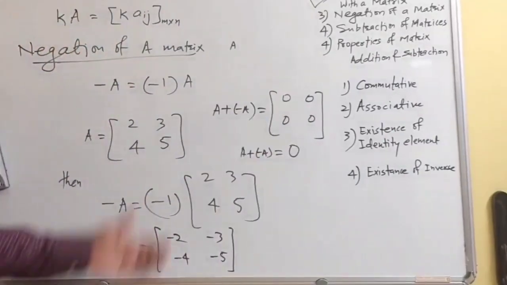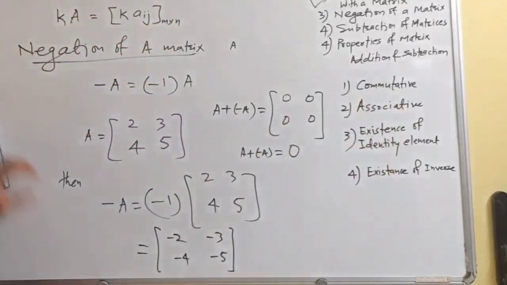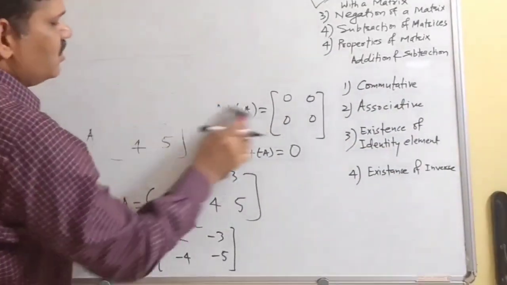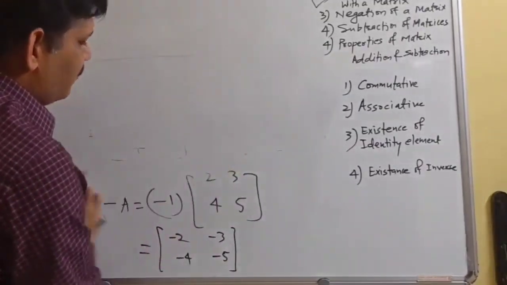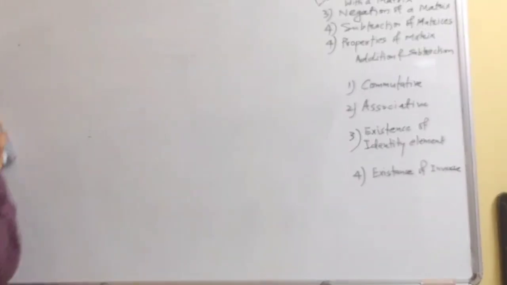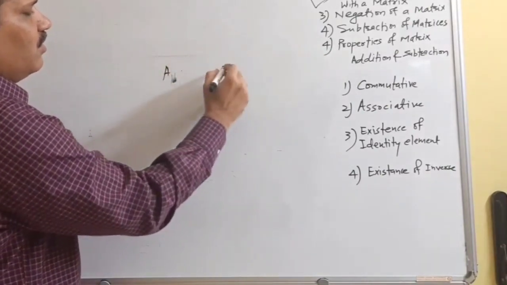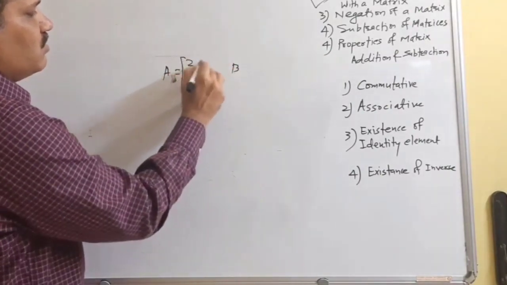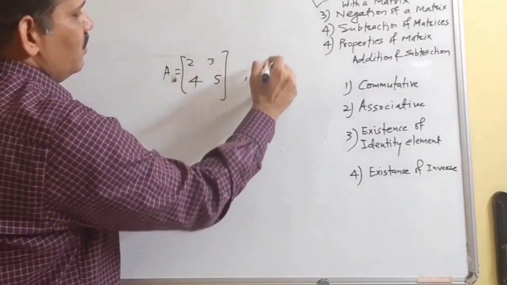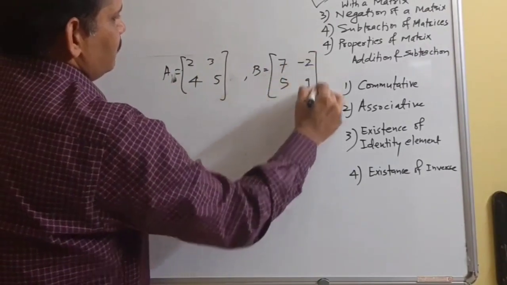From here we will discuss some properties of matrix addition and subtraction. First of all, we talk about the properties of matrix addition. We talk about 4 things. One is whether the matrix addition is commutative or not. Suppose I am given a matrix A and another matrix B. A is 2, 3, 4, 5 and B is 7, minus 2, 5, 9.